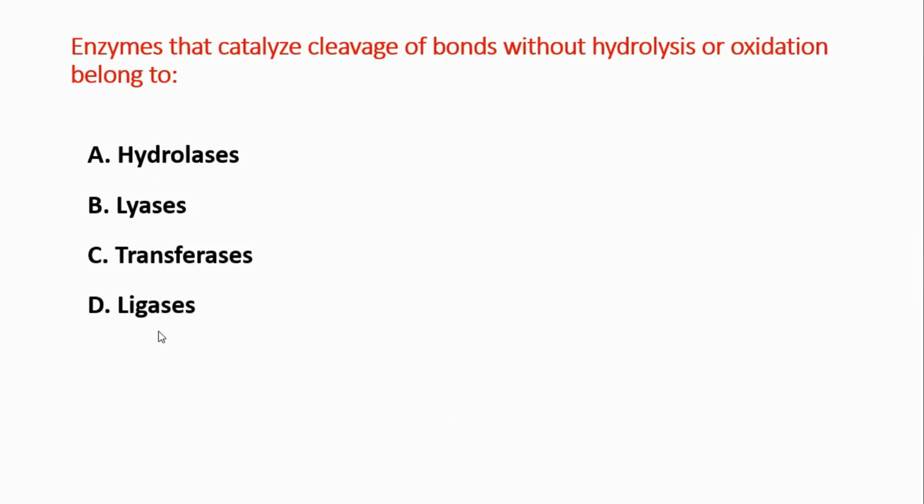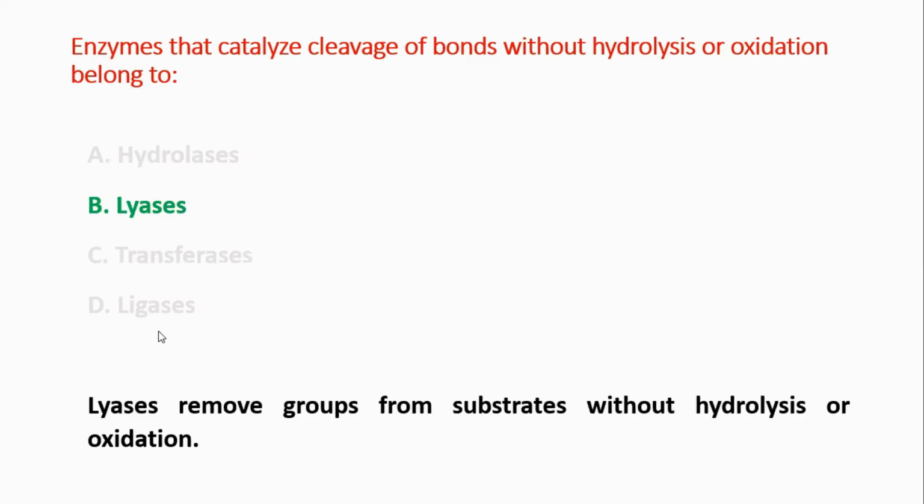Enzymes that catalyze cleavage of bonds without hydrolysis or oxidation belong to hydrolases, lyases, transferases, ligases. Let's test enzyme classification. Which class removes groups and often creates double bonds without using water or oxidation? The right answer is lyases. Lyases remove groups from substrates without hydrolysis or oxidation.